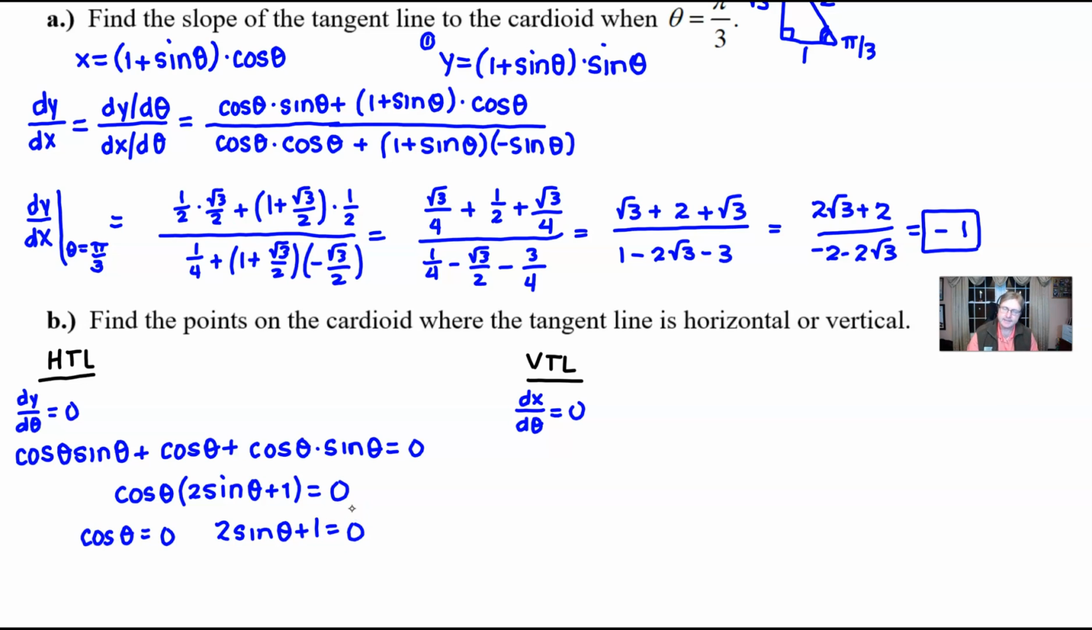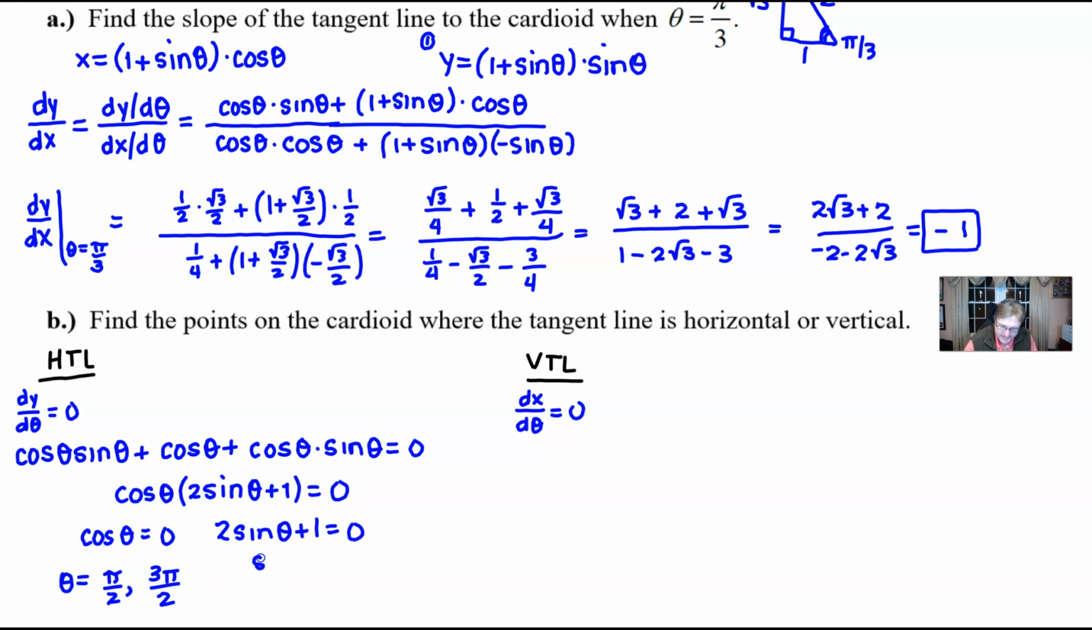A lot of polar manipulation involves very strong foundational trigonometric skills. And if you don't think you're really good at those trig skills, you've got a great opportunity to improve them as you're working through polar equations in calculus. So we're going to solve this, which is going to give us pi over 2 and 3 pi over 2 whenever we're on the standard interval from 0 to 2 pi.